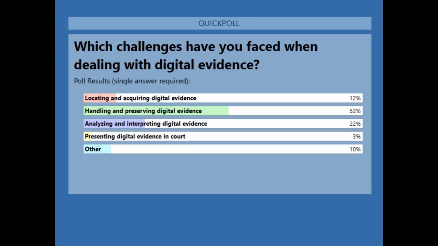Our number one is handling and preserving digital evidence. That would have been my guess. And then number two is analyzing and interpreting digital evidence at 22%. Your third is locating and acquiring digital evidence. Presenting it in court was the lowest, and then other, which you don't have an option to fill in, but I'd be very curious what that other is. So if you want to share that in the chat, that'd be fun to see.